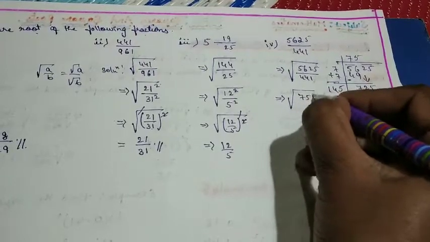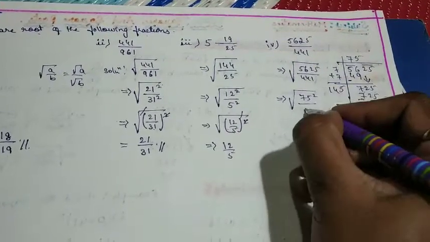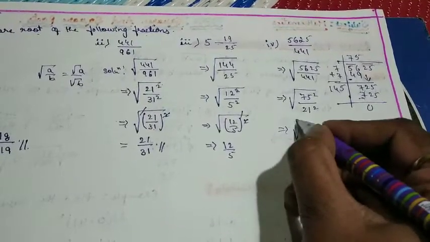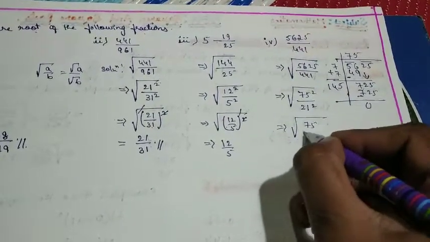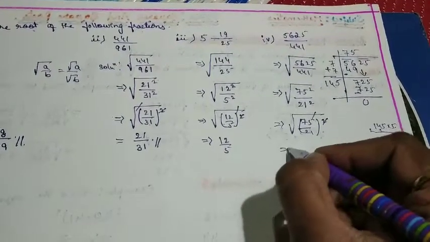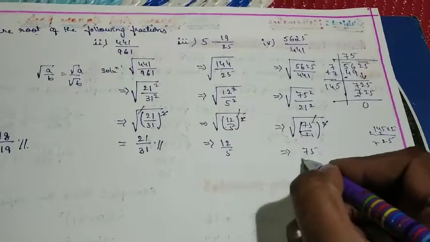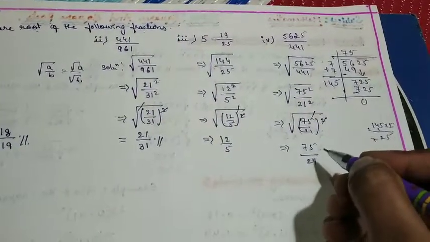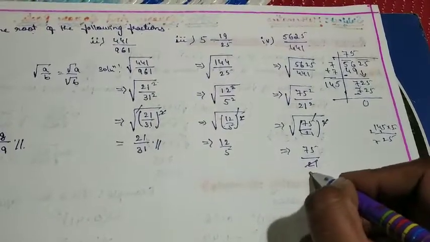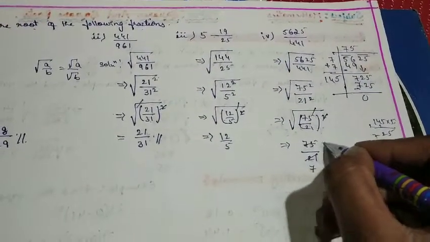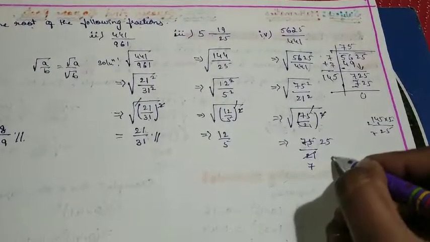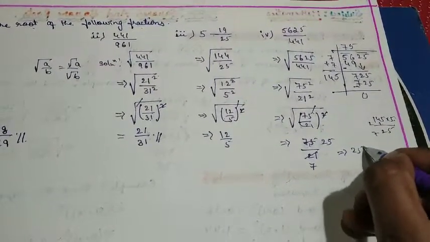So I can write it as 75 square, and 441 is a perfect square of 21, so 21 square. Then for this I can write it as 75 by 21 whole square. Square and root get cancelled. Then 75 by 21, and 75 by 21 is divisible by 3. So I can cancel: 3 7s are 21, 3 2s are 6, 1 remains, 3 5s are 15. So the final answer is 25 by 7.